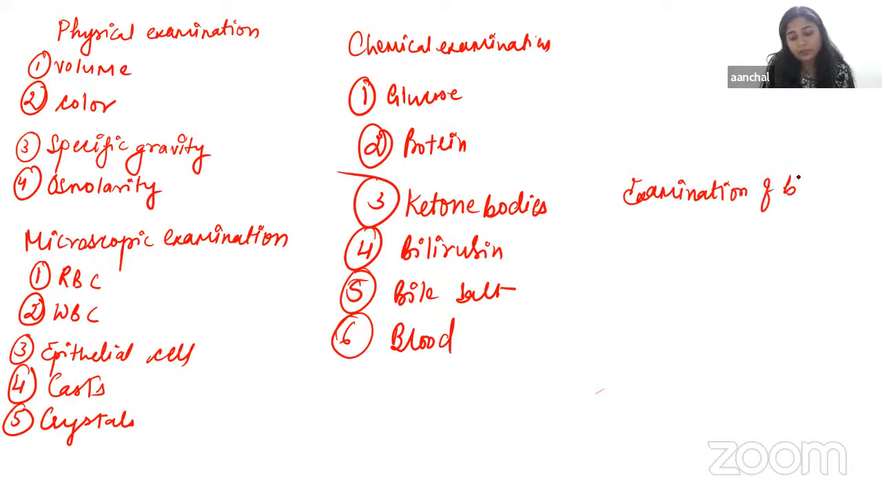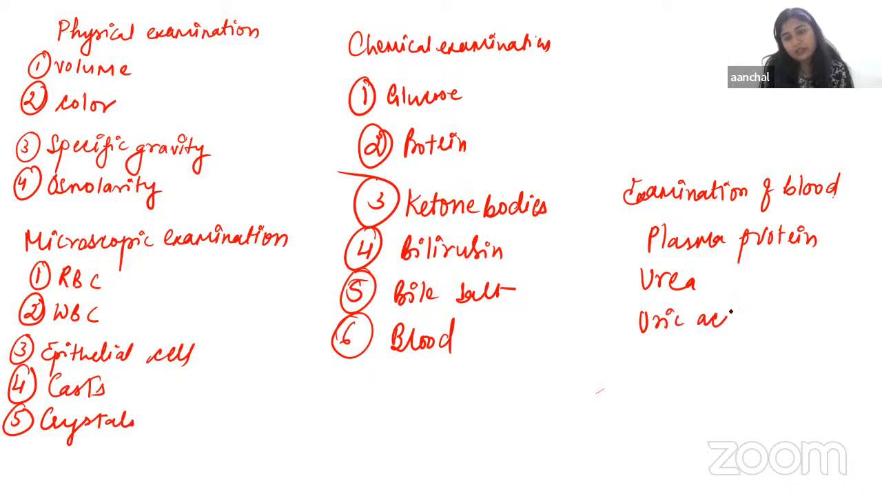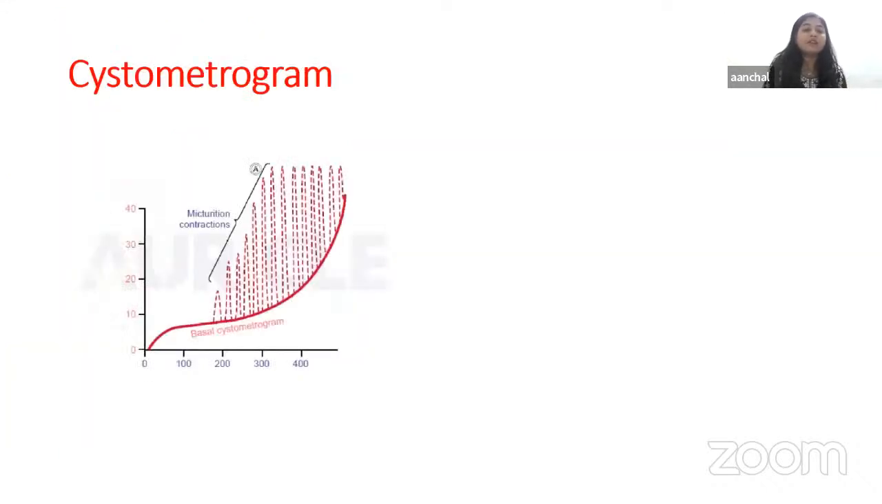So for examination of blood, we look for estimation of plasma protein. Then we look for urea, uric acid, creatinine. Okay, so in these cases, we compare the values of urea, uric acid, and creatinine with the normal range, and also we compare the normal range with the output that has come. Okay, now next we have cystometrogram. Okay, so what is cystometrogram?